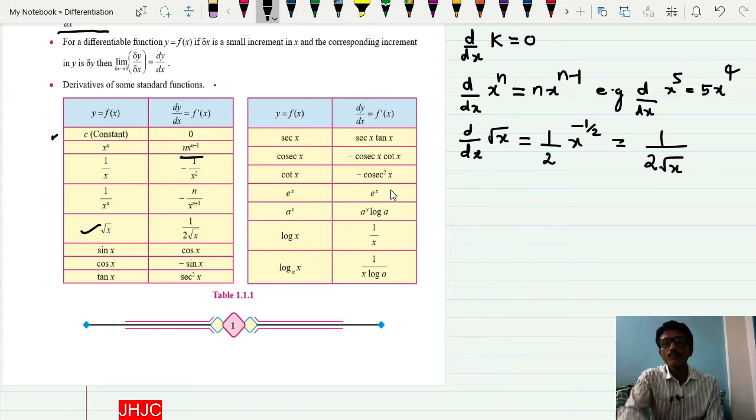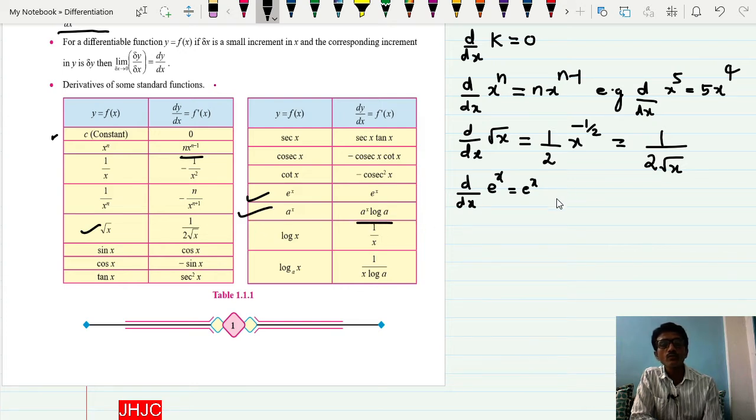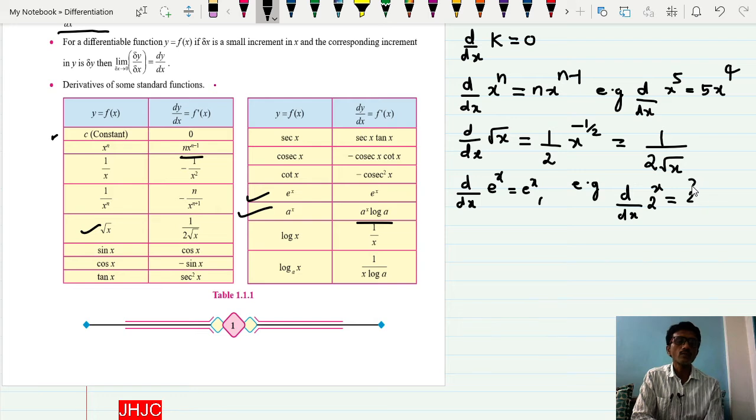Derivative of exponential function, that is e raised to power x. Derivative of e raised to power x is equal to e raised to power x. Derivative of a raised to power x is a raised to power x into log a. For example, derivative of 2 raised to power x, that will be 2 raised to power x into log 2.